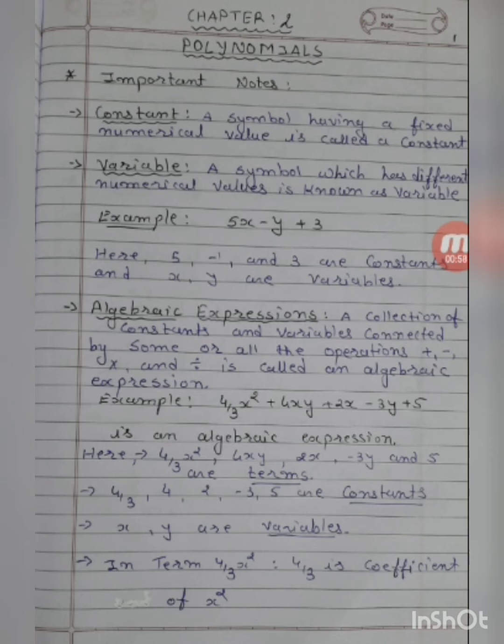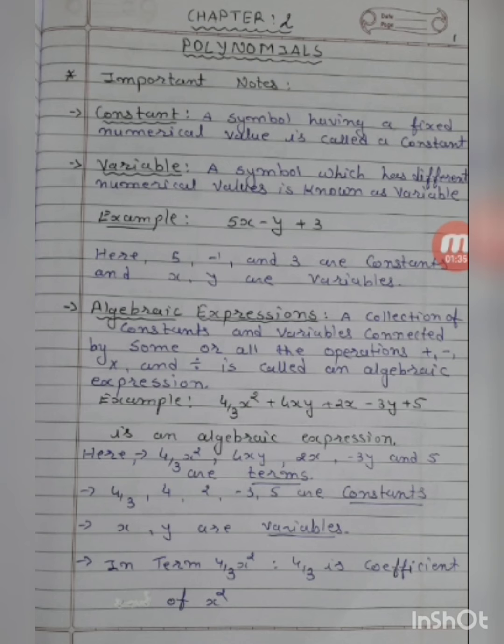Next, algebraic expression. A collection of constants and variables connected by some or all of the operations. Operations means plus, minus, multiplication and division. This is called an algebraic expression. Example, 4/3 x square plus 4xy plus 2x minus 3y plus 5 is an algebraic expression. Here 4/3 x square, 4xy, 2x, minus 3y and 5 are the terms.